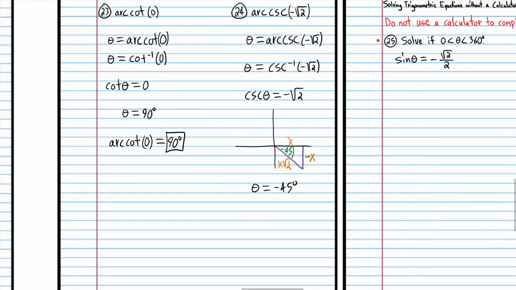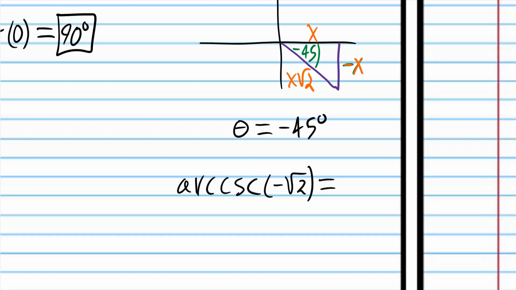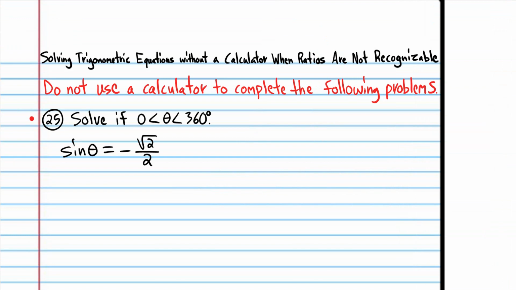So remember what we were trying to find. We were trying to find arc cosecant of negative root 2, which is negative 45 degrees. So if you got that one right, excellent.